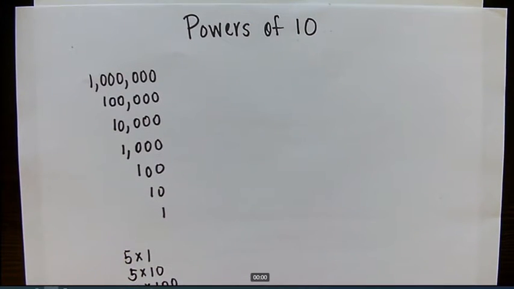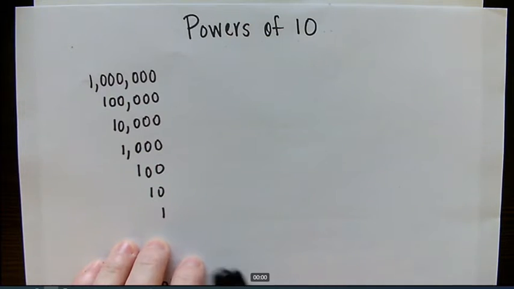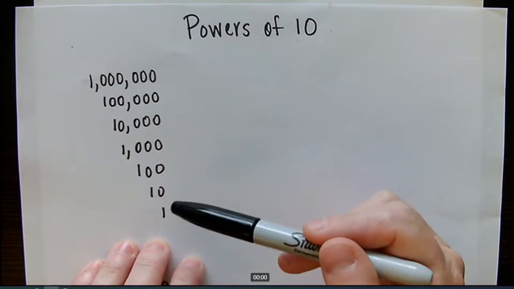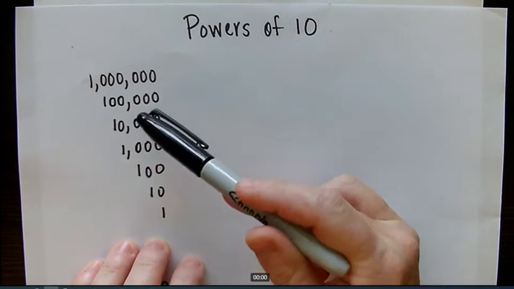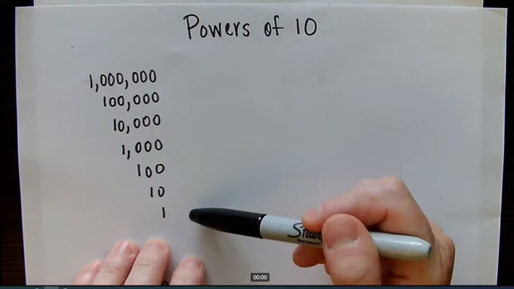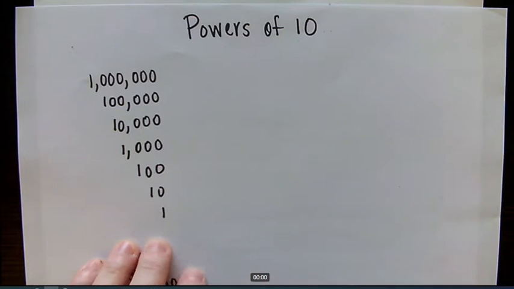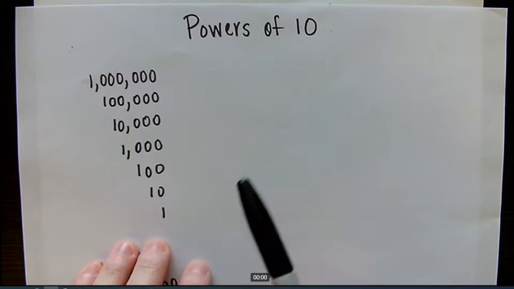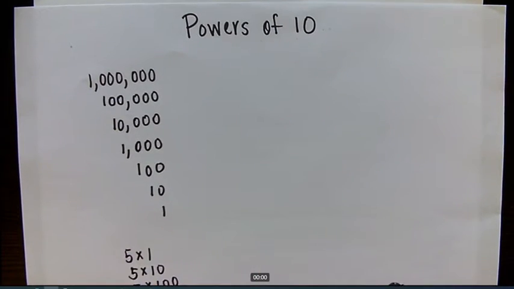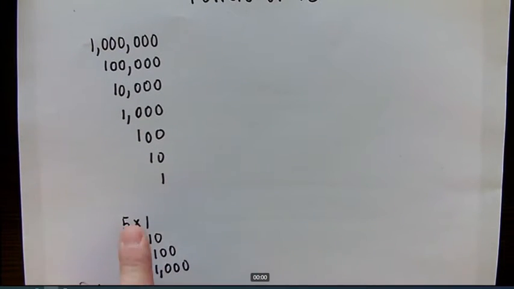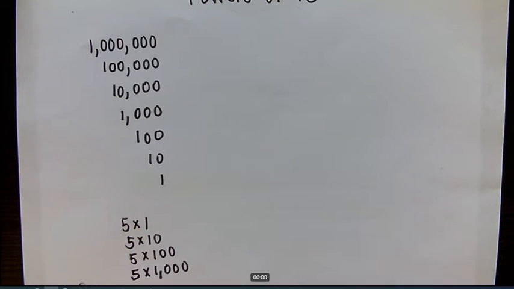Okay, for this video, we are going to take a look at powers of 10. What I have here listed are our powers of 10 from 1 to 1 million. And we're going to take a look at why we work with powers of 10. We work with powers of 10 because when we're multiplying or dividing by powers of 10, the math is a lot easier. And you learned this in 4th and 5th grade.